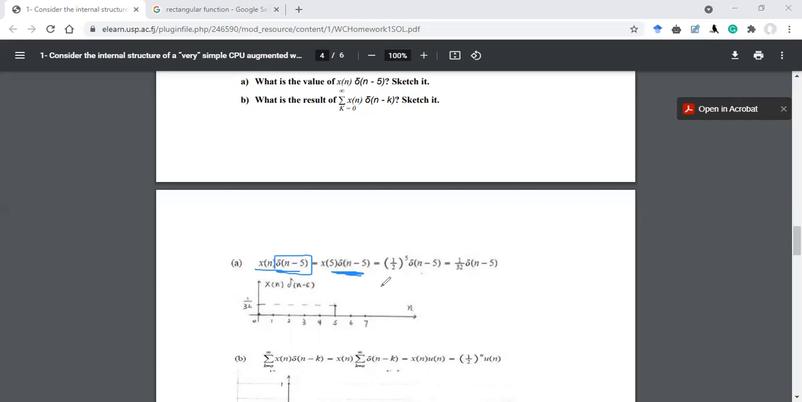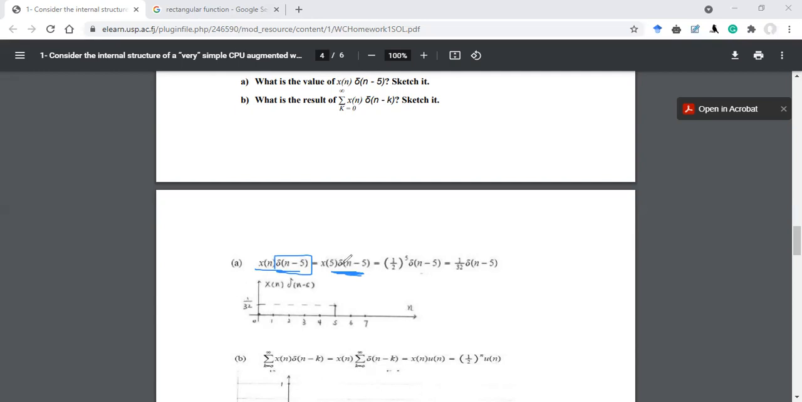Okay, we leave it as it is. And what we can do is substitute 5 in this test function, because this particular function x of n is basically going to give an amplitude, isn't it? We can evaluate that particular part. So in place of n, we substitute 5.